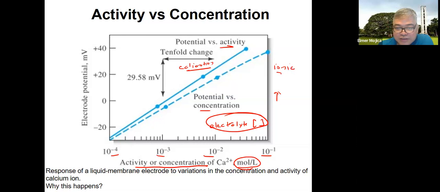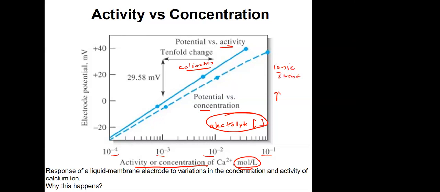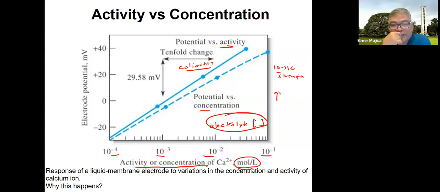The ionic strength. Sir, in that case, isn't it in activity that we take account of ionic strength? Yep. But the thing is, ionic strength is not only coming from your sample, I mean, the target analyte. Ionic strength can also come from what? The other electrolyte that you have.